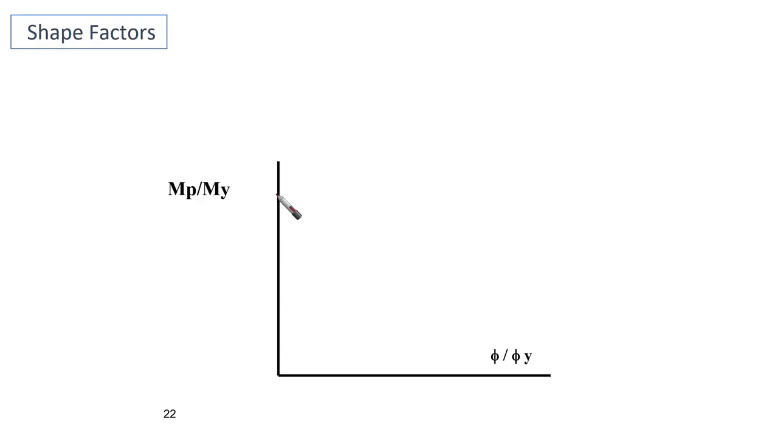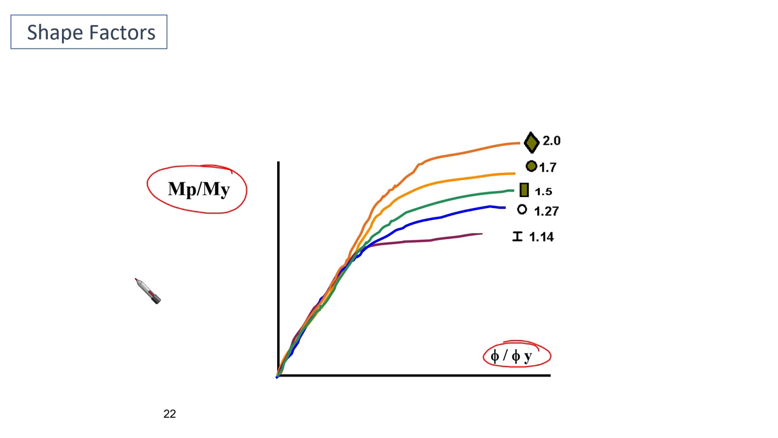So we can see something like this. If we draw a relation between phi over phi yield versus M plastic over M yield for different shapes, we are going to find something like this. For an I section, we are in the range of extra 14%.